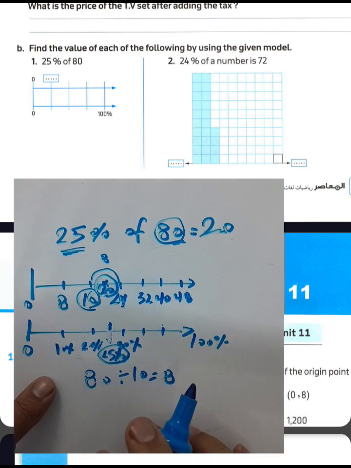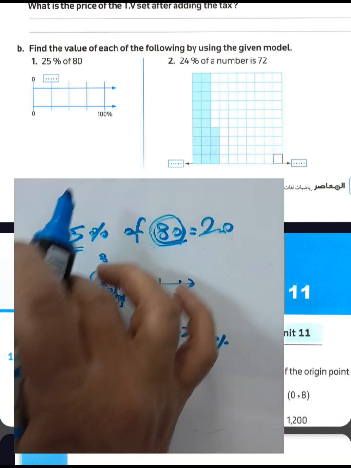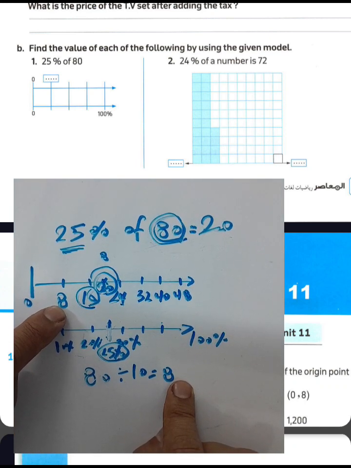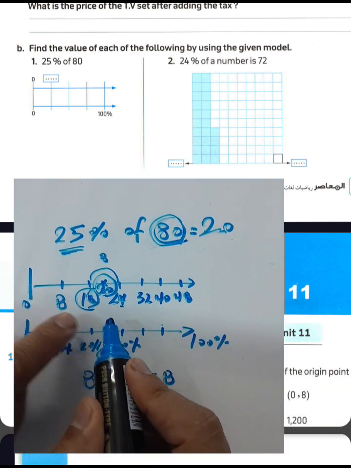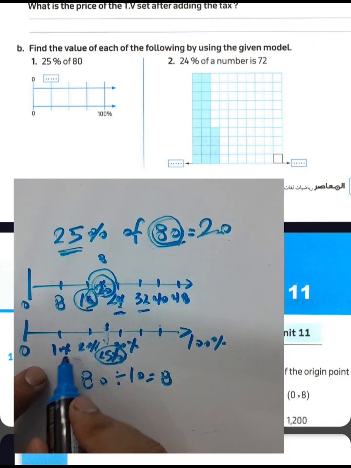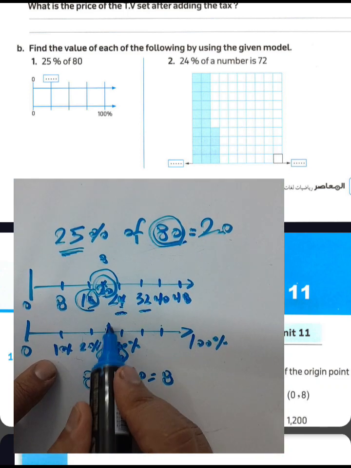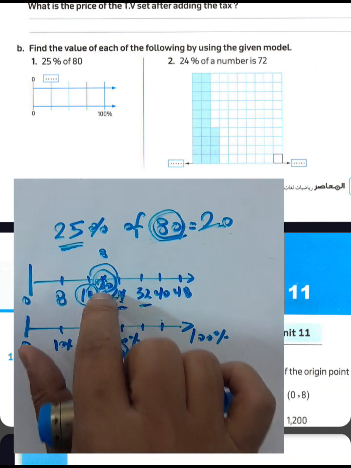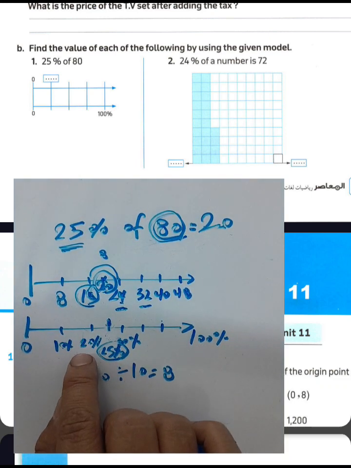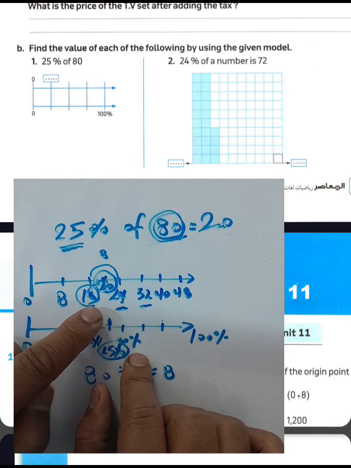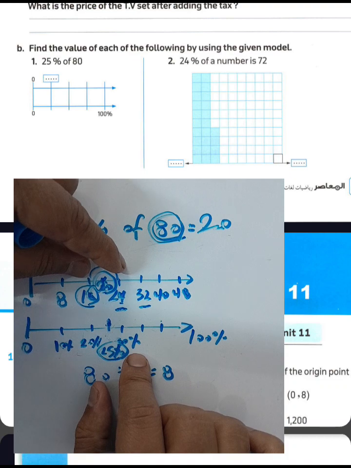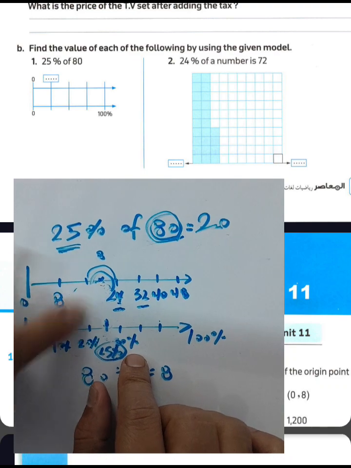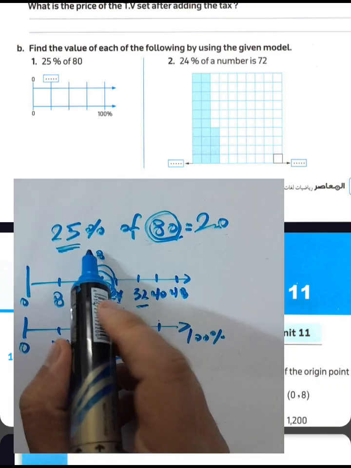Understood or not? First step, we write the total number divided by 10 parts. 80 divided by 10 equals 8. Then the value of each part in this number line is 8. 8 plus 8 equals 16, 16 plus 8 is 24, plus 8 is 32, and so on. And we have here 10%, 20%, 30%. I want to find 25%. 25 lies between 20 and 30. The number lies in the middle between 16 and 24, it will be 20, because we add 8, then the number in the middle is half of 8, 4. 16 plus 4 will be 20. Then 25% of this number will be 20.